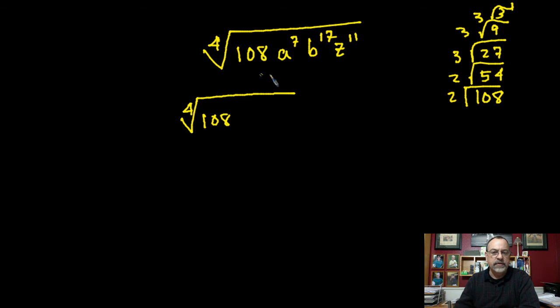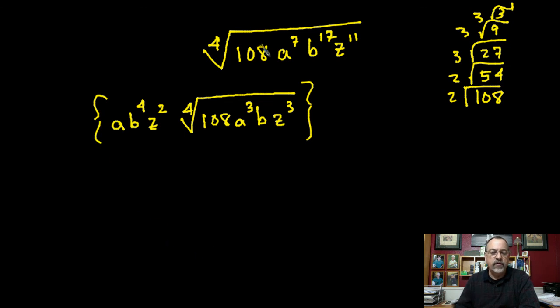Now, what about the variables? Well, 4 goes into 7 one time with 3 left over. 4 goes into 17 4 times with 1 left over. And then 4 goes into 11 2 times with 3 left over. And so this would be the simplified version of the fourth root of 108, a to the 7th, b to the 17th, z to the 11th.